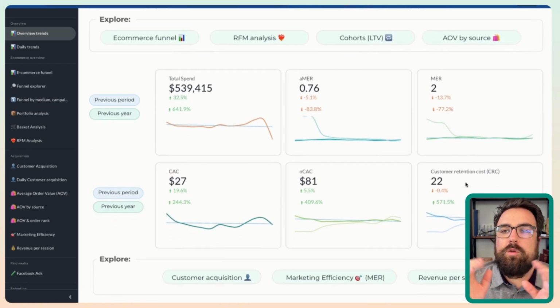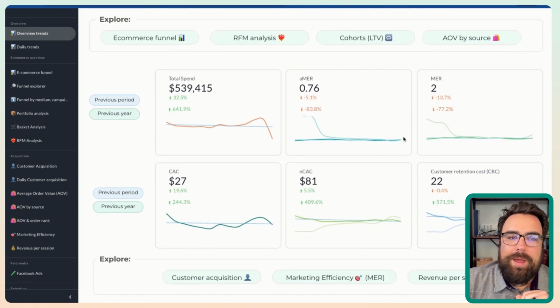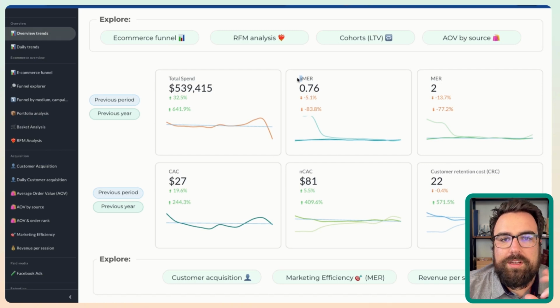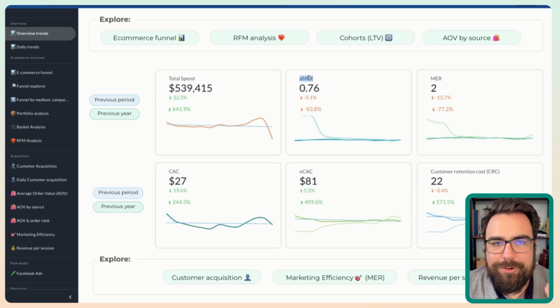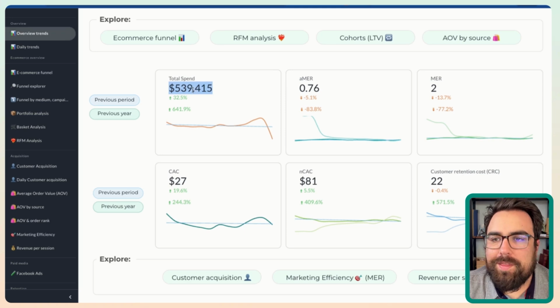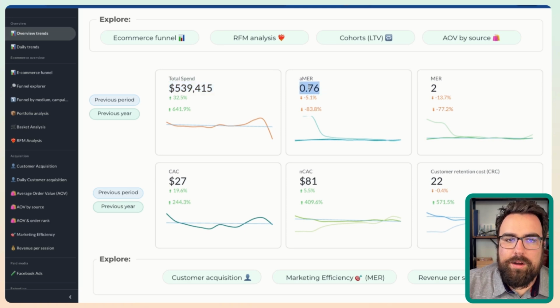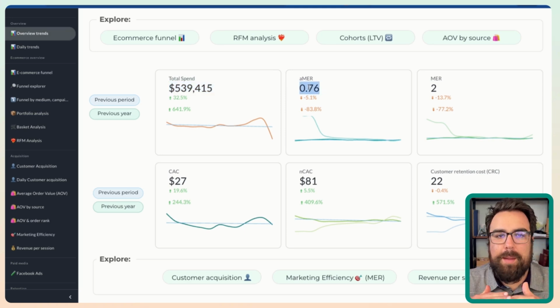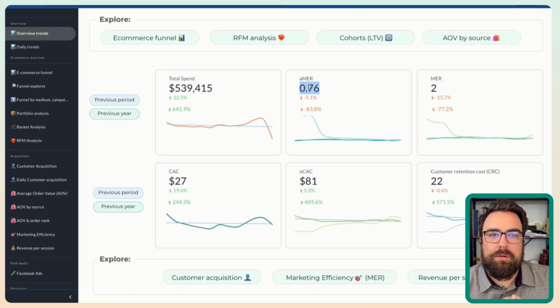Lastly, we're going to hop into the acronym scape here of these little pesky A's, right? So what you'll see oftentimes is something like MER. MER is a marketing efficiency ratio. This is the ratio of total spend versus new customer revenue. So this right here is the A stands for acquisition. So we spent $540,000 and acquired 70% of that back in new customer revenue.